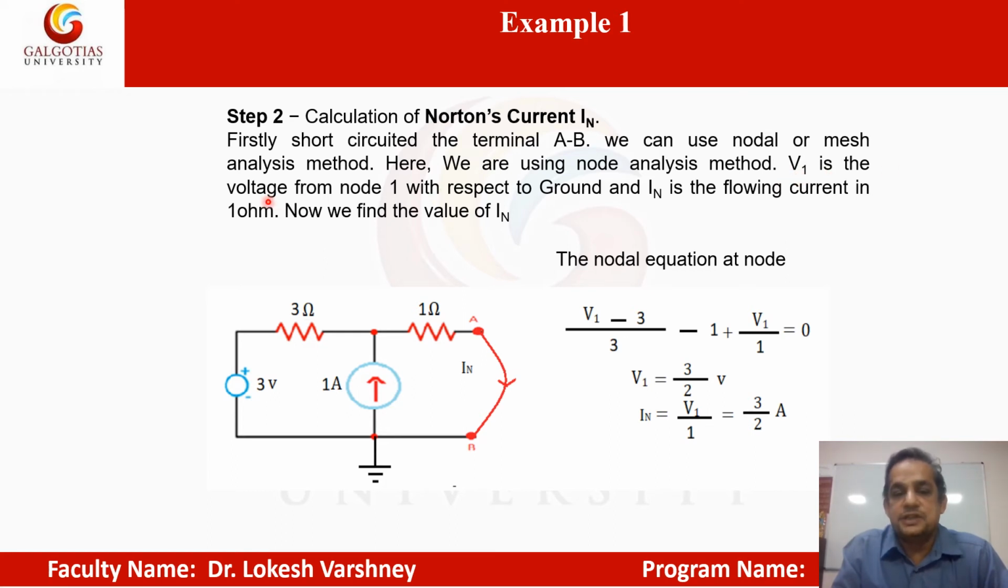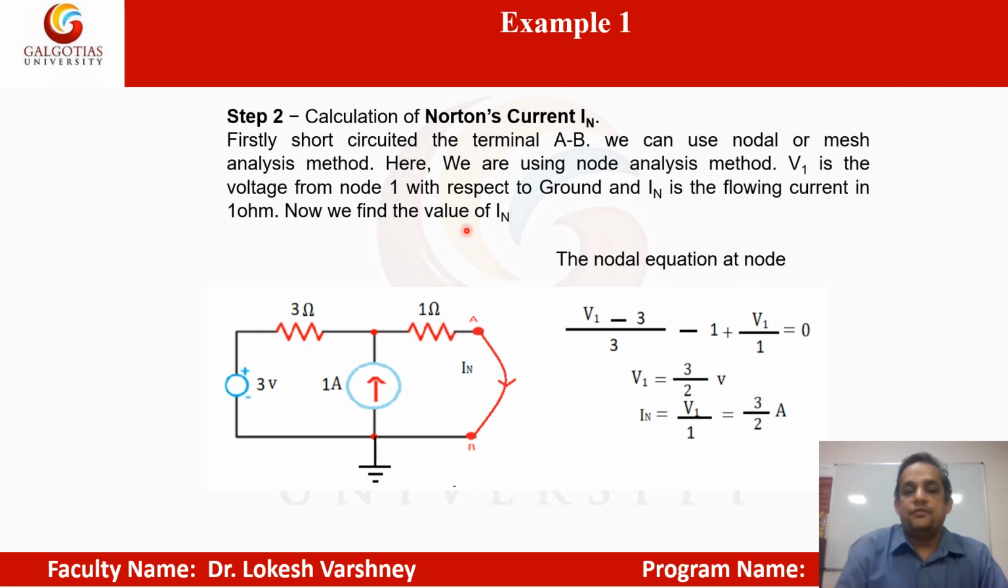V1 is the voltage. Here only 2 nodes are there, node 1 and node 2. In the nodal analysis, 1 node is grounded, so we connect it to ground. Here potential is 0 and the other node is called V1. V1 is the voltage from node 1 with respect to ground, and IN is the current flowing in the 1 ohm. This current is known as IN.